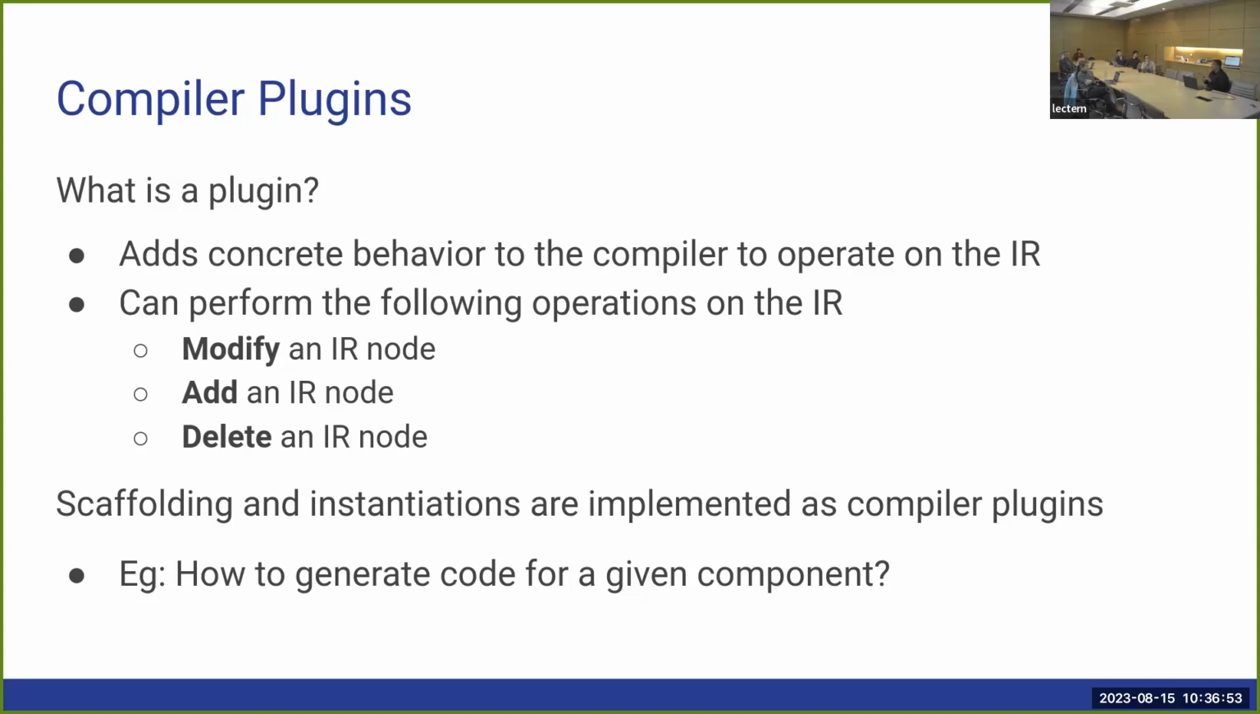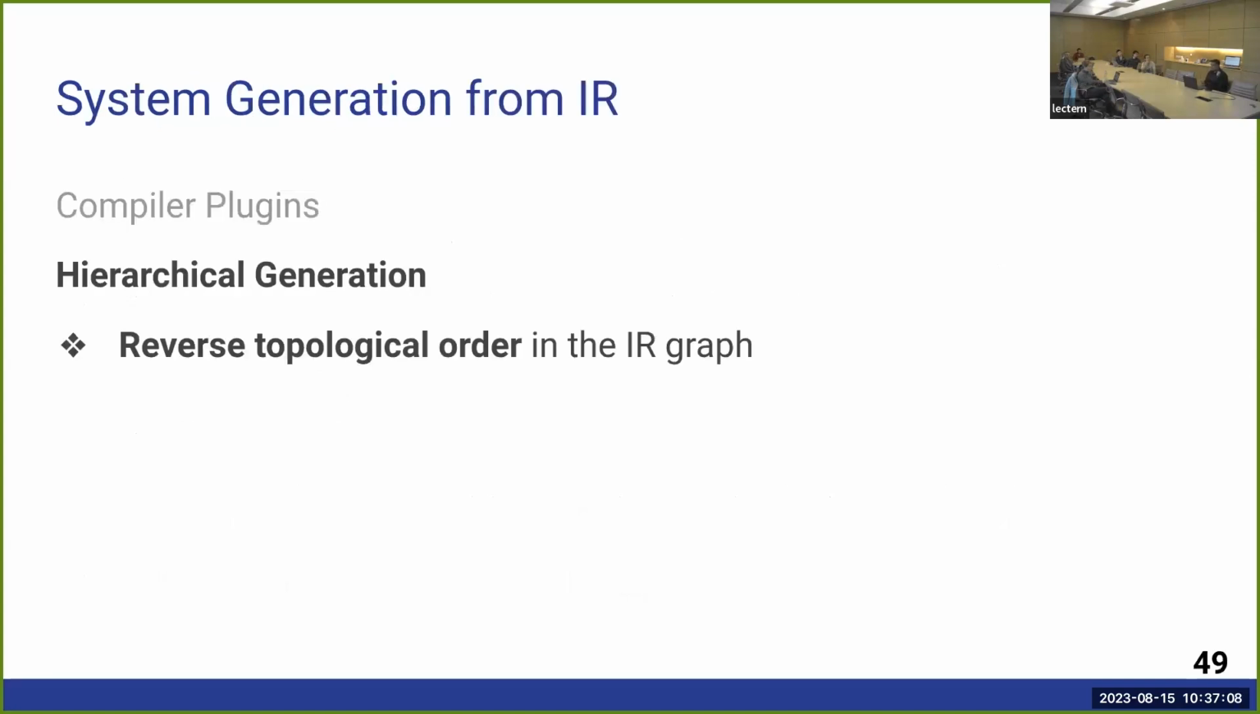It can modify a node, it can add a new node, delete a node, and all the scaffolding and instantiations are essentially implemented as compiler plugins. For example, it specifies how to generate code for a given component. So now that we know, let's take a look at how the generation works.